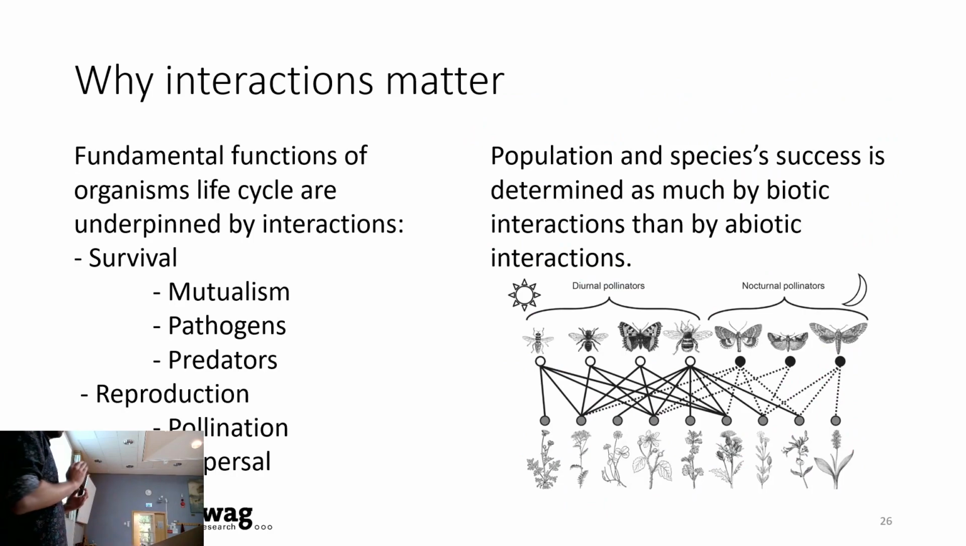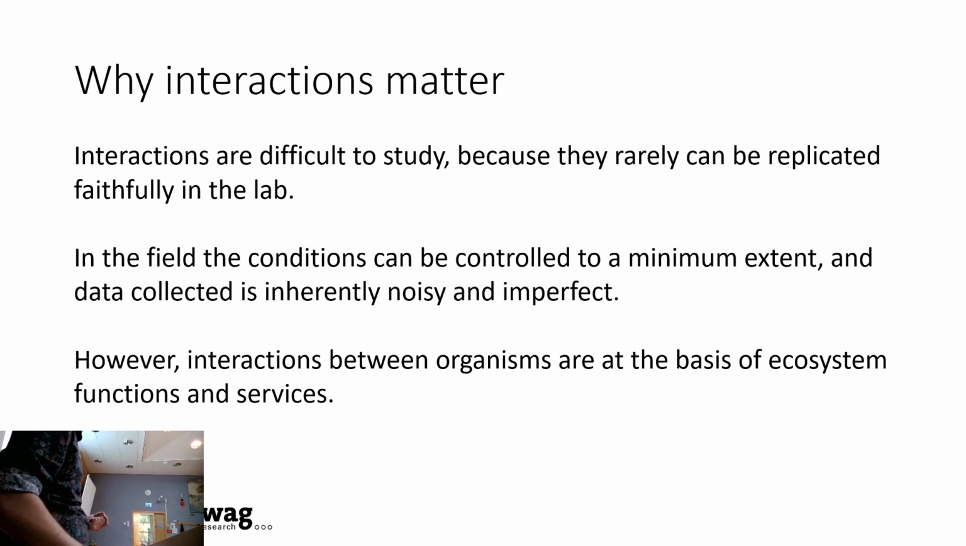So very important functions of organisms' life cycle are underpinned by interactions. For instance, survival, like mutualistic interactions seem to be more common than we previously thought in biology, but also pathogens, predators, as well as reproduction for plants, pollination, and dispersal. So basically, I'm trying to make the point that even though interactions have been understudied because they're difficult to study, they are as important, if not more important, than abiotic interactions for ecosystems.